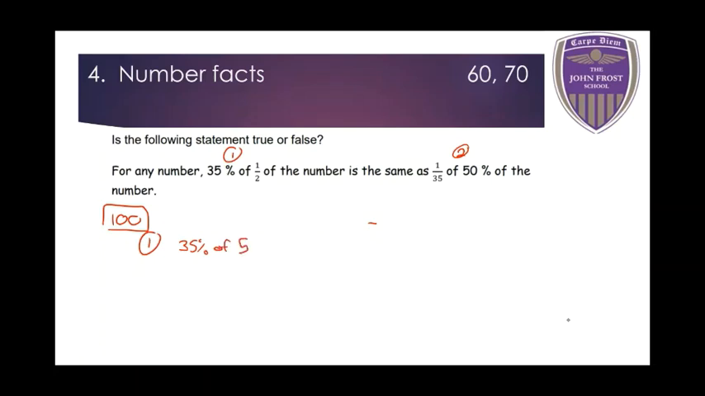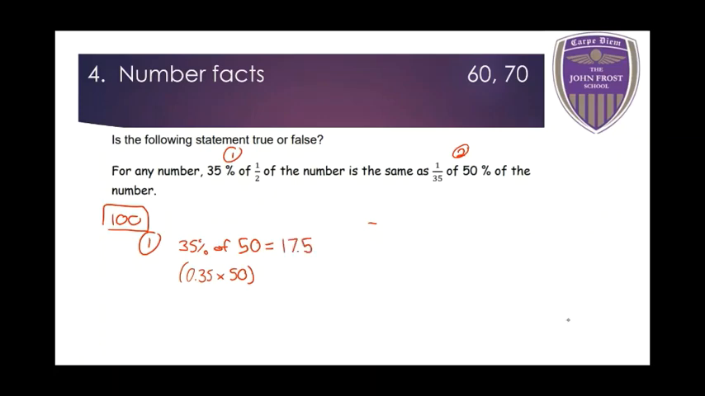of 50 is equal to, and this is the same as doing 0.35 times 50. It's the same as finding 35% of a number. And that gives us 17.5.